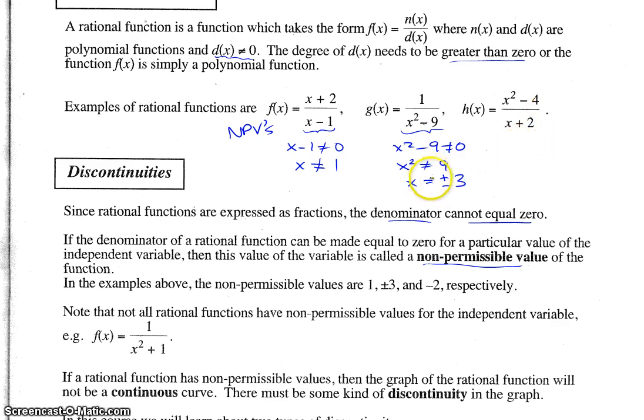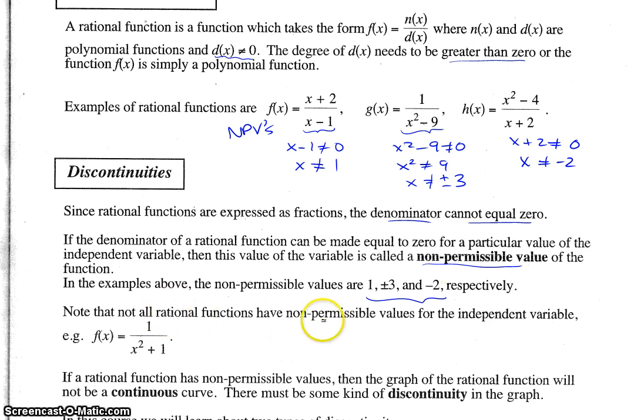Okay, for this one, and that's cannot equal because we're doing non-permissible. For h of x, set the denominator cannot equal to 0 and solve for x. So therefore x cannot equal negative 2. So that's what they're referring to here, the non-permissible values for each one of those functions.